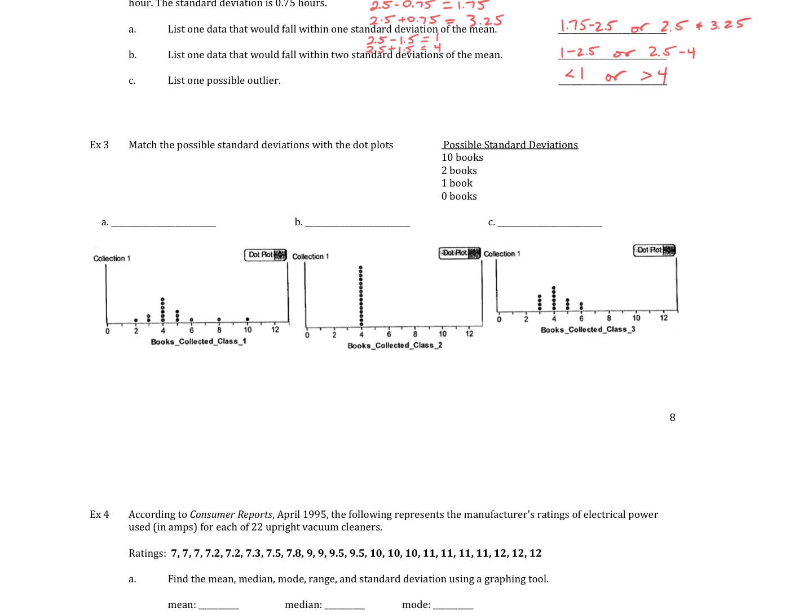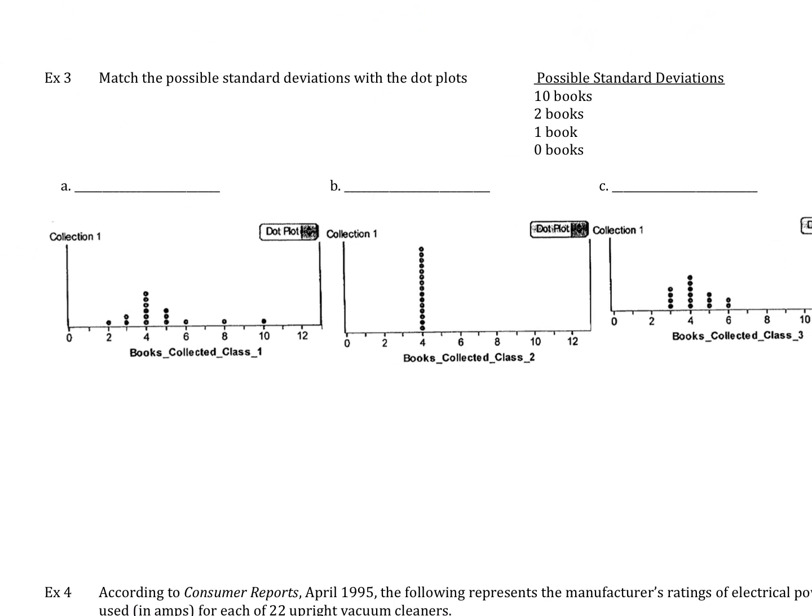All right, so let's take a look. Now, I'm going to go a little out of order because this graph right here is a special graph. All of the data falls on 4. So if all the data falls on 4, that means nothing deviates from the mean because the mean is 4 and there's nothing that's different than 4. So this tells me for my B graph that my standard deviation is going to be 0 books.